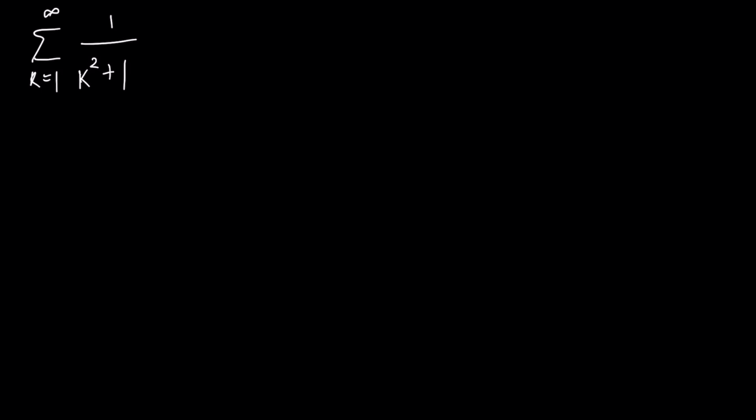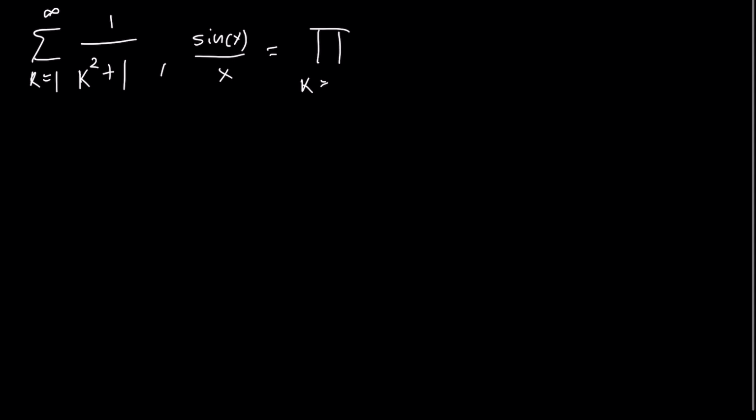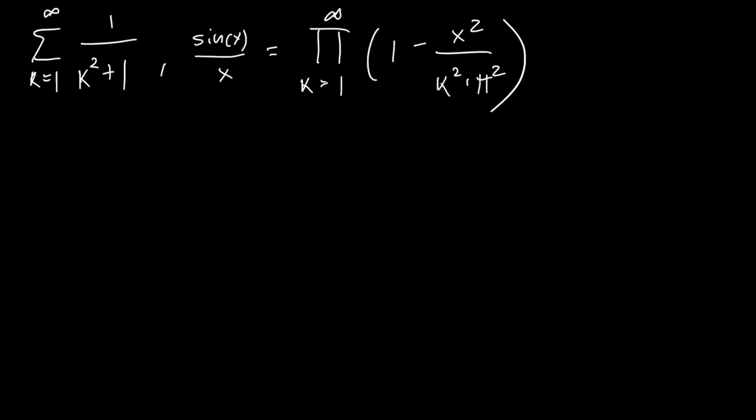Today we will be doing the sum from 1 to infinity of 1 over k squared plus 1. And to start off, we will use the sine infinite product formula that states that the sine of x over x is the product from 1 to infinity of 1 minus x squared over k squared times pi squared.